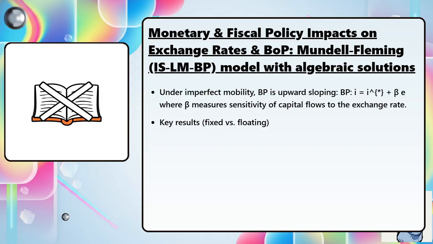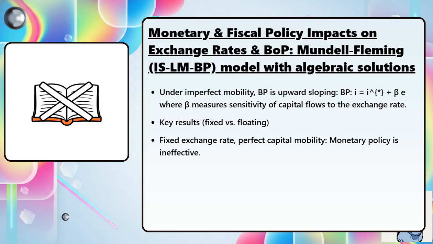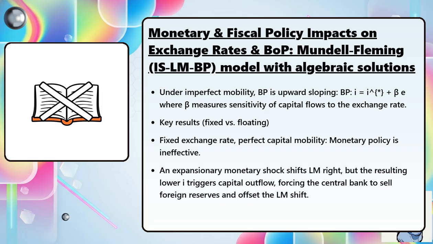Key results: fixed versus floating. Fixed exchange rate, perfect capital mobility, monetary policy is ineffective. An expansionary monetary shock shifts LM right, but the resulting lower i triggers capital outflow, forcing the central bank to sell foreign reserves and offset the LM shift.